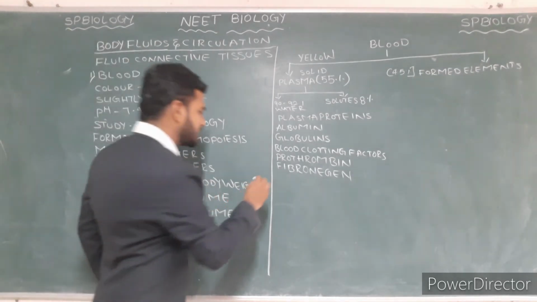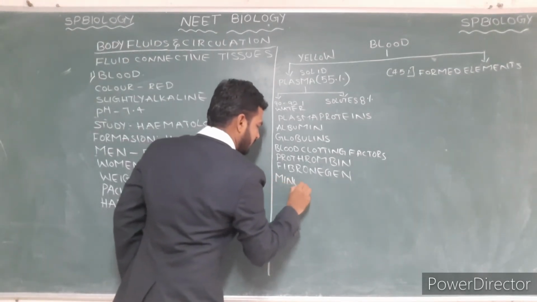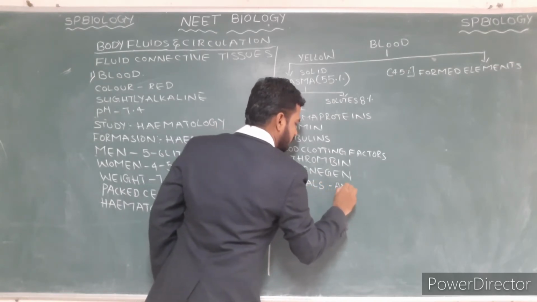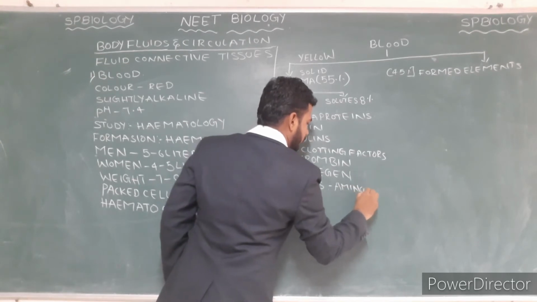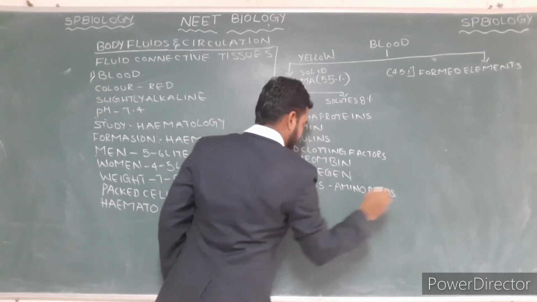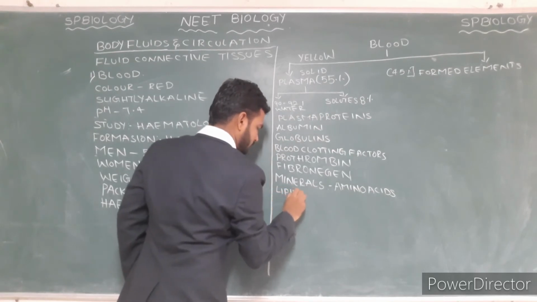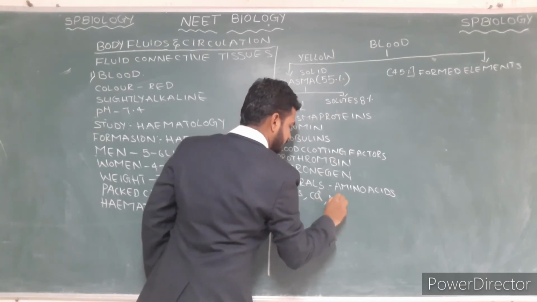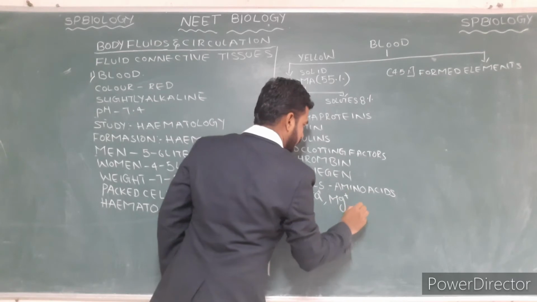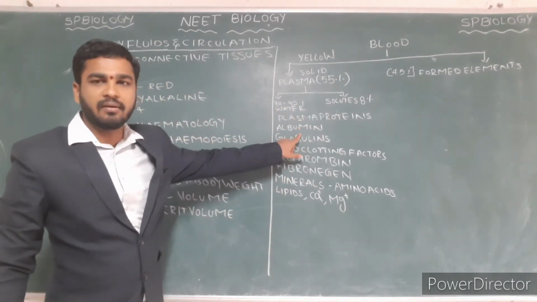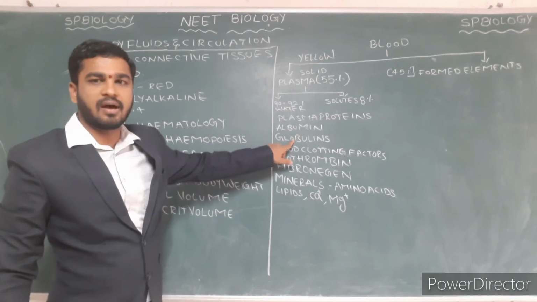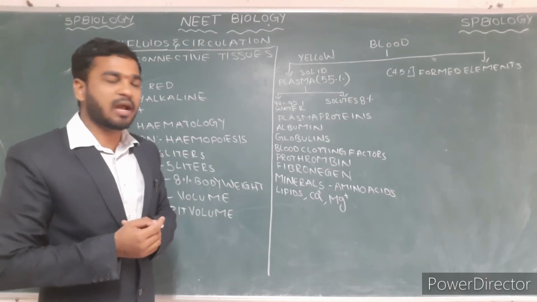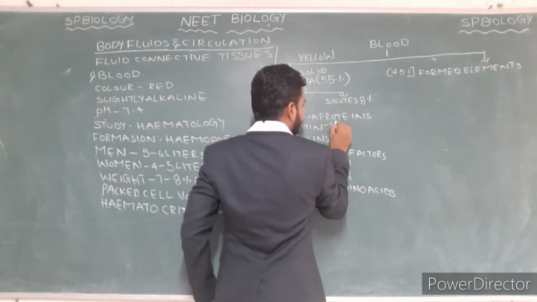And we can see minerals, amino acids, lipids, calcium, and magnesium. Albumin and globulins are secreted from the liver.